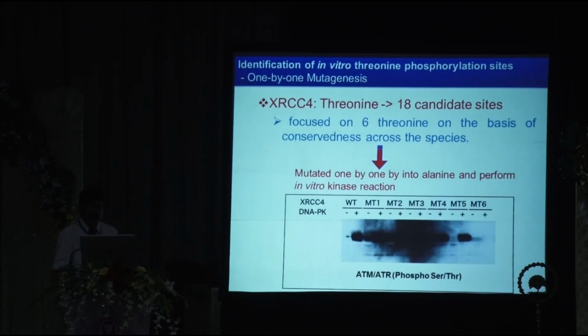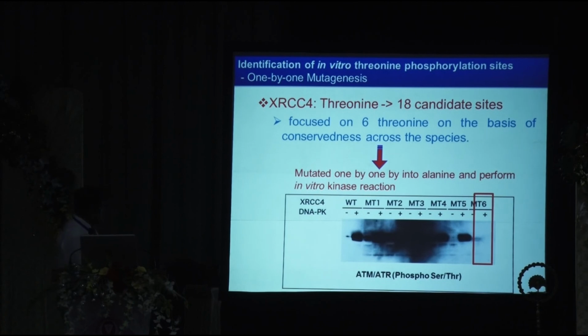After that, we just want to know which threonine is phosphorylated by DNA-PK in the case of XRCC4 protein. In the case of XRCC4, there are 18 candidate sites. So what we did is focus on 6 threonines on the basis of conservedness. These 6 threonines were conserved across the species. And we mutated these threonines one by one into alanine.